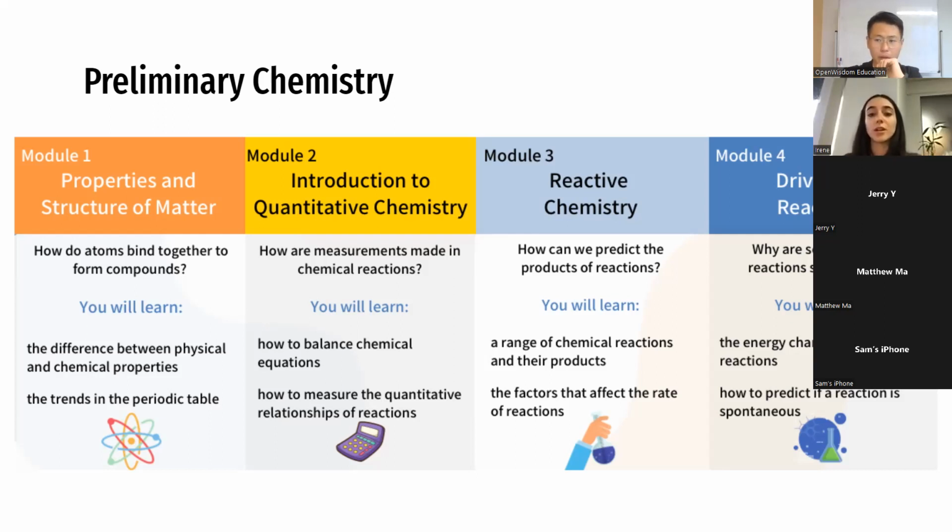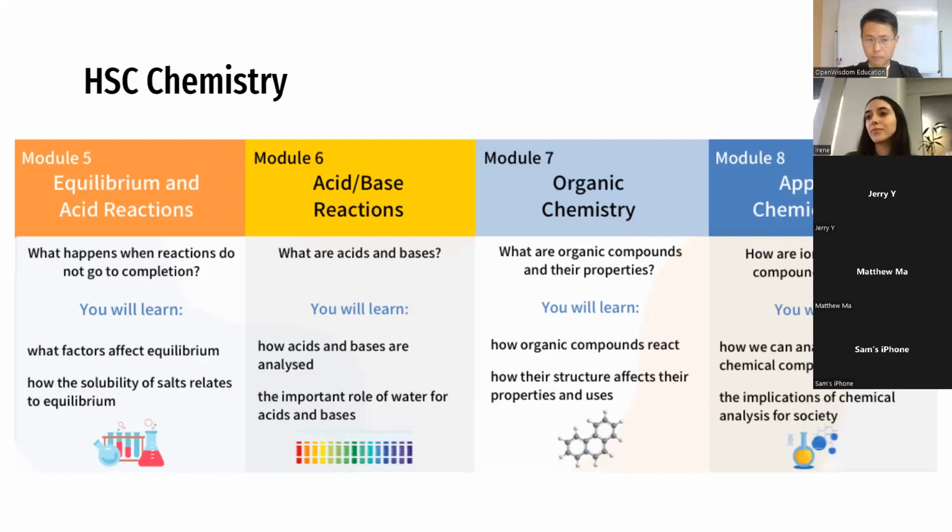This is where you start calculating. So you will learn about calculating the mass of products in a chemical reaction, calculating solutions, and how to balance chemical equations as well. Then module 3 is Reactive Chemistry. You will look at a range of chemical reactions and what actually affects the rate of chemical reactions. And module 4 is Drivers of Reactions. Basically here you introduce energy. So you look at energy changes in chemical reactions. So that's for year 11 chemistry.